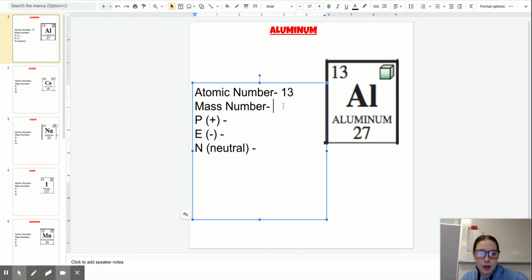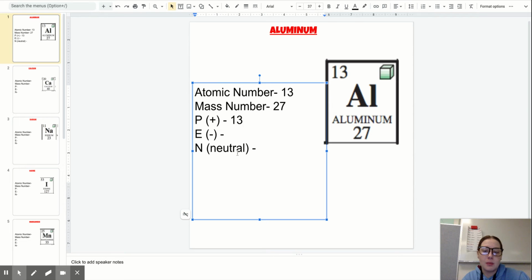All right, the mass number is the total number of protons and neutrons in the nucleus. So that's why it's the bigger number, because it's also the neutrons involved. So the mass number in this case is going to be 27. If you can remember from last year, the atomic number is always the same number as the protons.